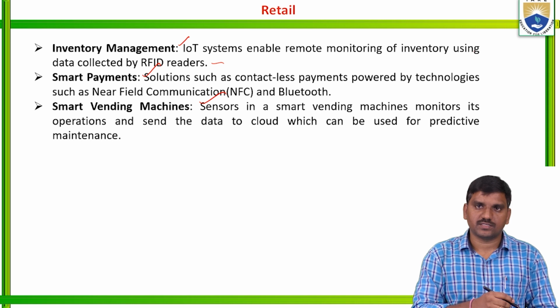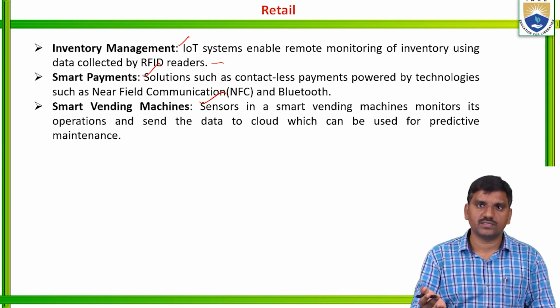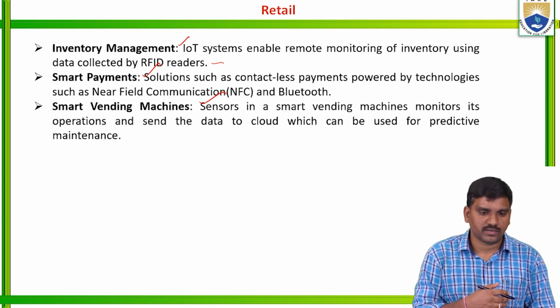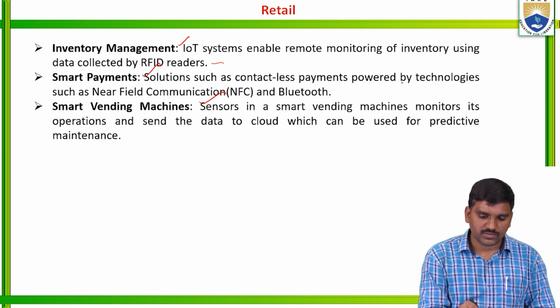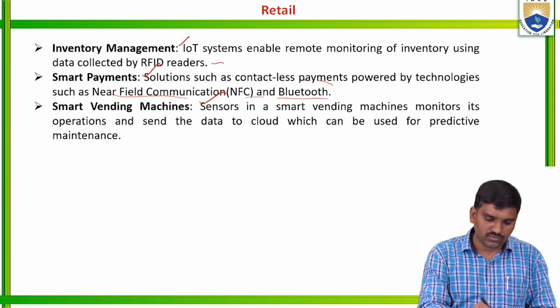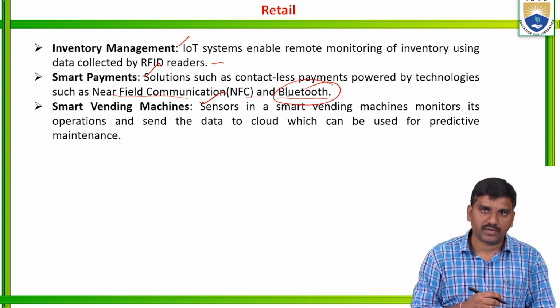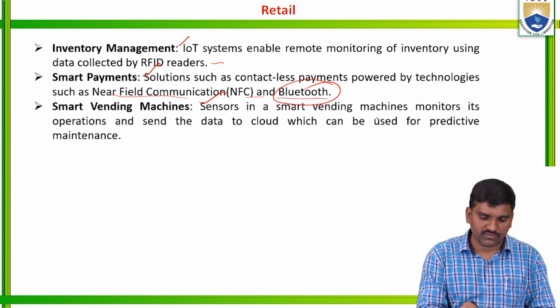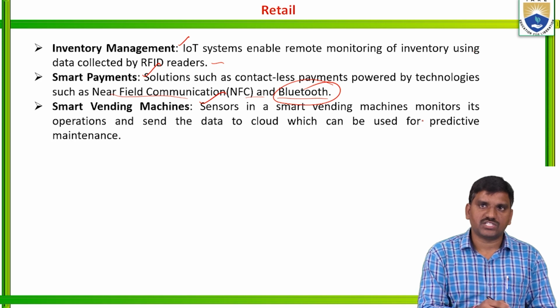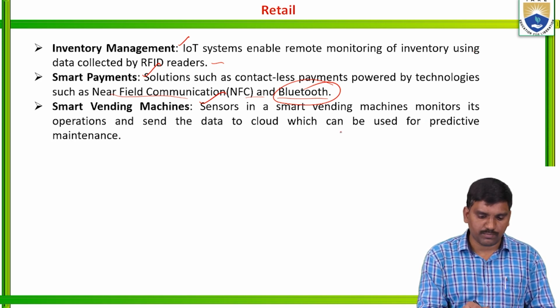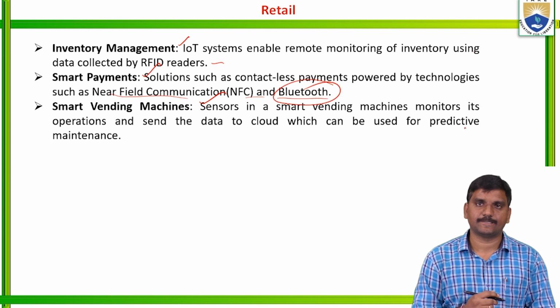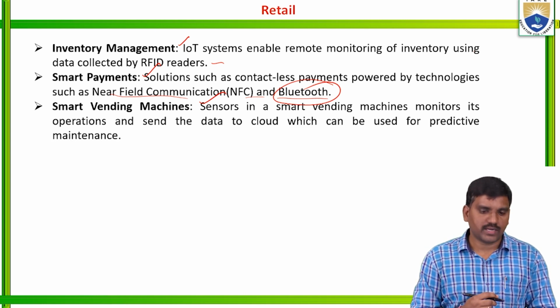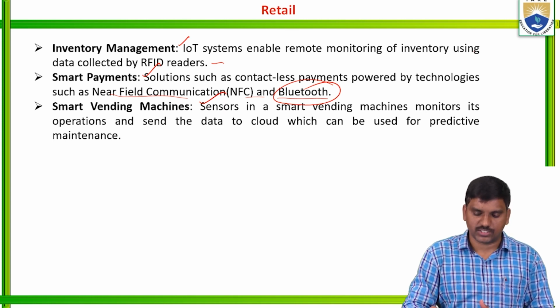Next is smart payments, like PayPal. We have different online platforms to pay the amount, such as contactless payments powered by technologies such as near field communication and Bluetooth. By using Bluetooth also we can make some payments at times. Next, smart vending machines. Sensors in a smart vending machine monitor its operations and send the data to the cloud, which can be used for predictive maintenance. So these are the three domains of retail: inventory management, smart payments, and smart vending machines.